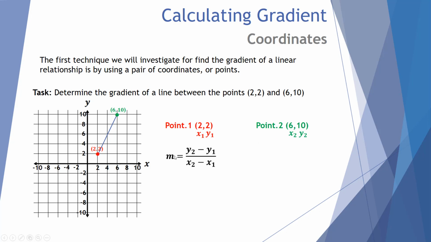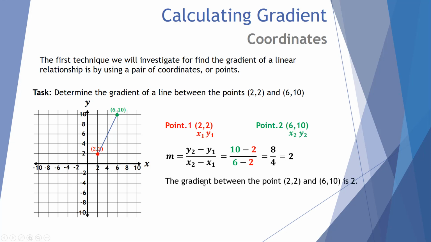The equation to calculate the gradient, and we use the symbol m for gradient, is y2 take y1 divided by x2 take x1. So 10 is substituted in for y2, and 2 is substituted in for y1, 10 take 2. And 6 is substituted in for x2, and 2, the x1 value, is substituted in for x1. So we end up with 10 take 2 over 6 take 2. 10 take 2 is 8, over 6 take 2 is 4. 8 over 4 gives me a gradient of 2. So the gradient between the point 2, 2 and 6, 10 is 2.